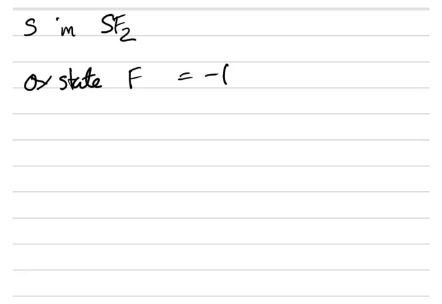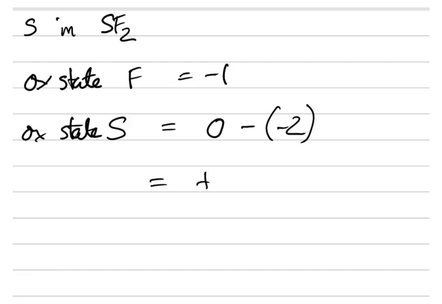What does that mean about the oxidation state of sulfur? How do we calculate that? Well, the oxidation state is going to be 0 minus the -2 of the fluorine atoms that are present. So that means that the sulfur in SF2 has a +2 oxidation state.